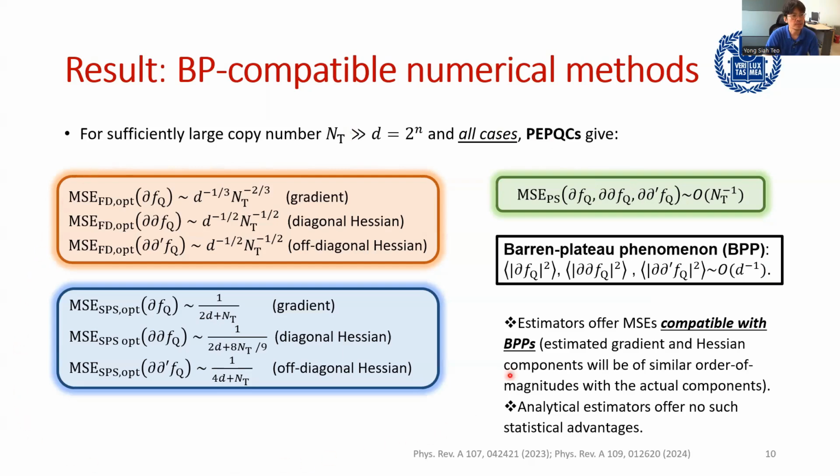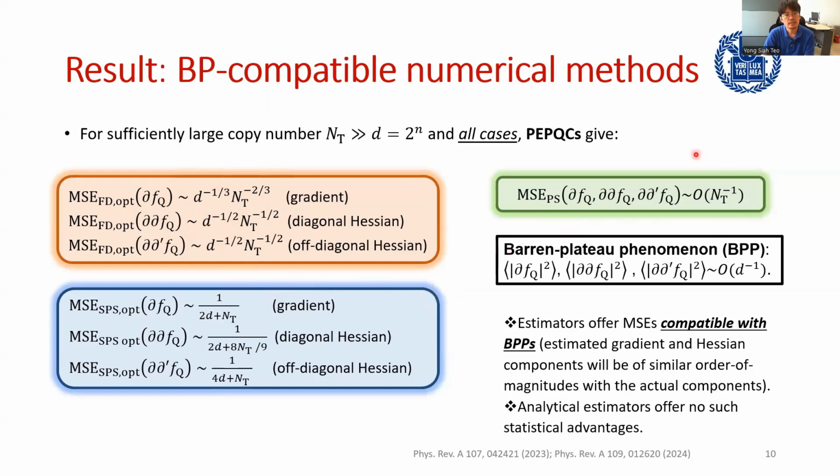The corresponding optimal estimators for both the finite difference and the generalized difference estimators actually exhibit slightly more complicated expressions, but here we will just look at the finite difference mean square errors, as well as the scaled parameter shift mean square errors. Basically, the numerical estimators that are properly optimized will give rise to a mean square error that scales with the dimension as well as the number of copies, not just the number of copies. So it scales as 1 over d to the power of some real value.